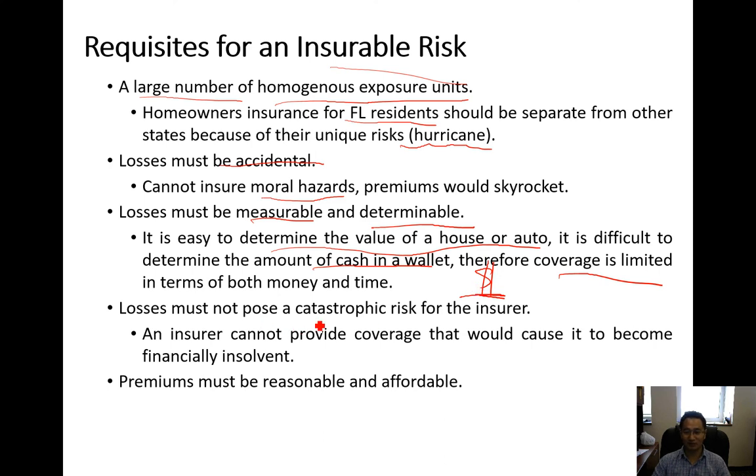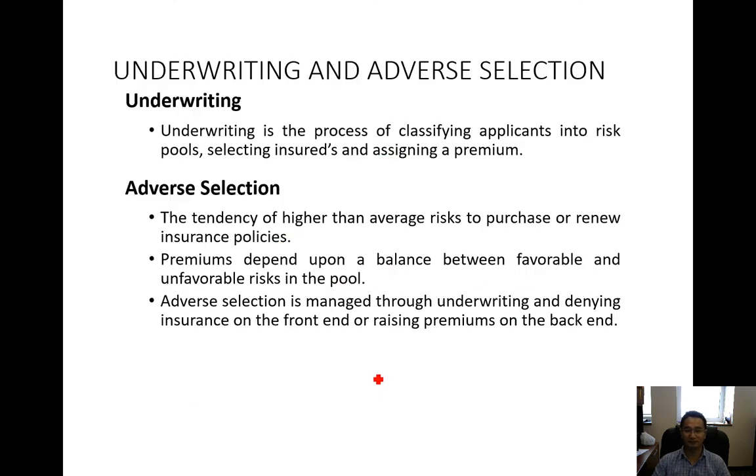Loss cannot pose a catastrophic risk for the insurer. They don't insure wars. Okay? Nuclear war excluded, earthquake excluded. Because if it happens, the insurance company will declare bankruptcy. They don't want that to happen to the shareholders. Premiums must be reasonable and affordable. It has to be affordable, right? Otherwise, nobody will buy it.